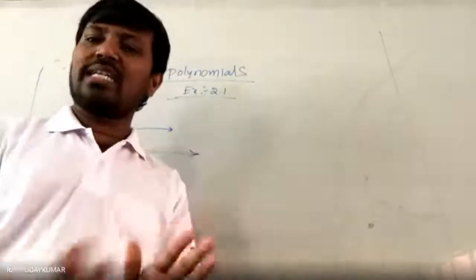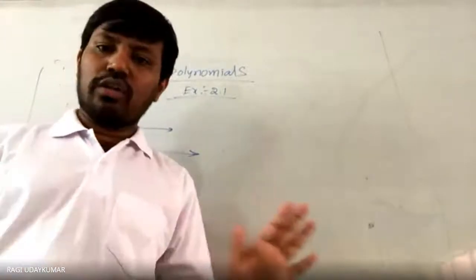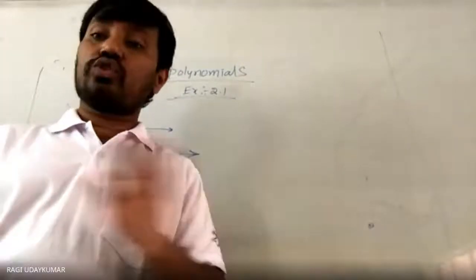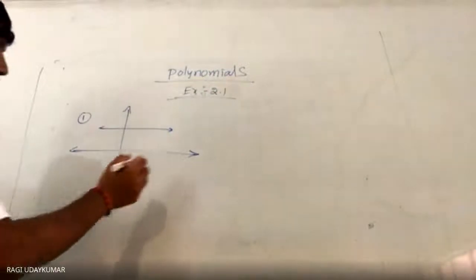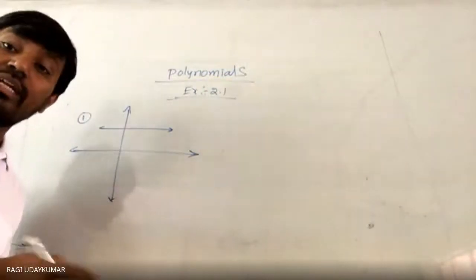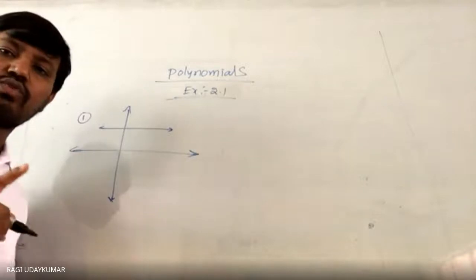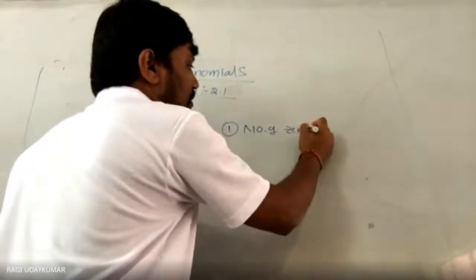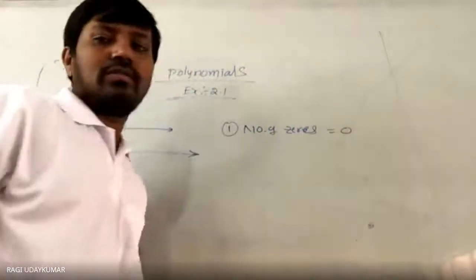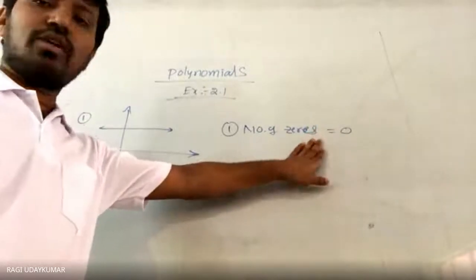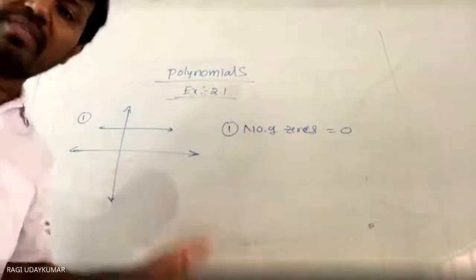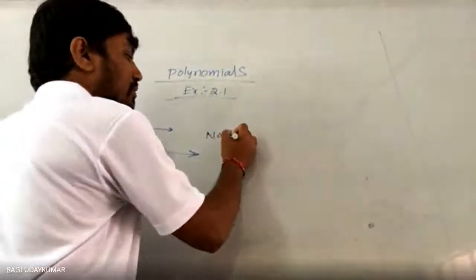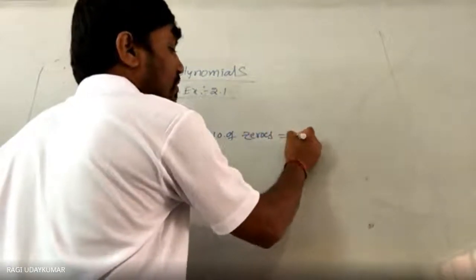Here, as it is not touching the x-axis at all, you can say that it is not going to have zeros. No zeros. You can write the number of zeros here. See here in your textbook, you need to draw this figure. I used to observe that some students directly write question number 1 and number of zeros equals 0. You are not supposed to write only this. You need to draw this figure, and after drawing the figure, you write number of zeros equals 0.